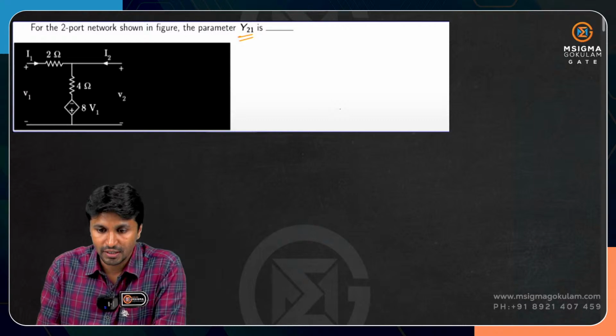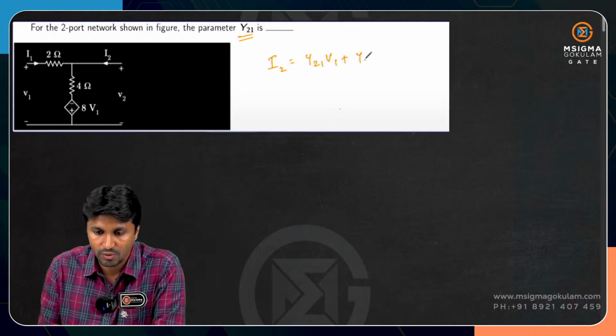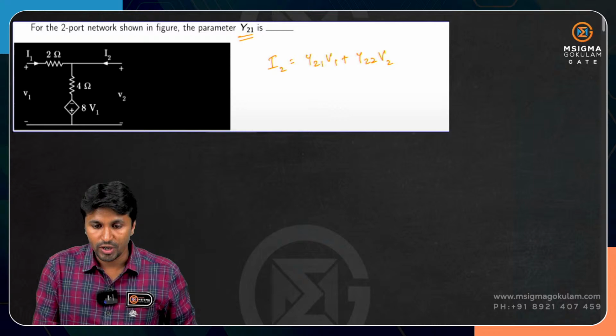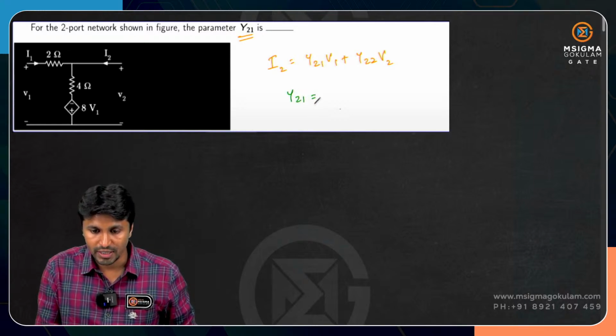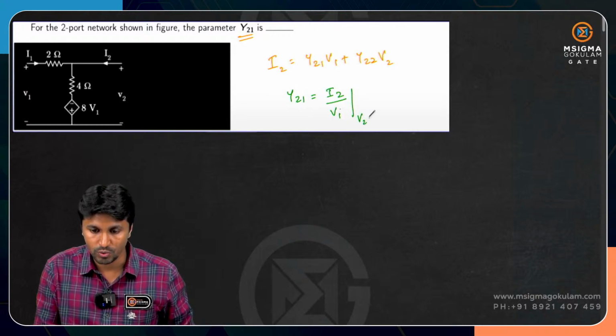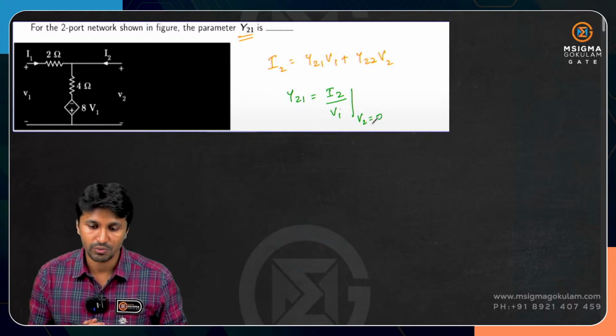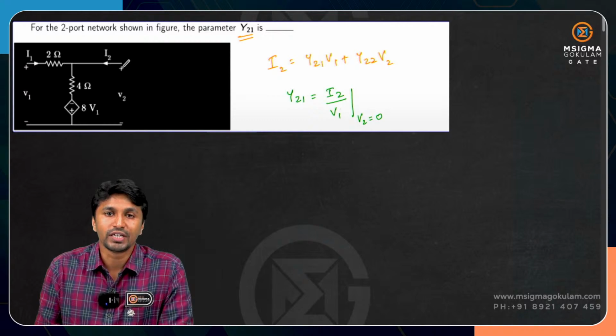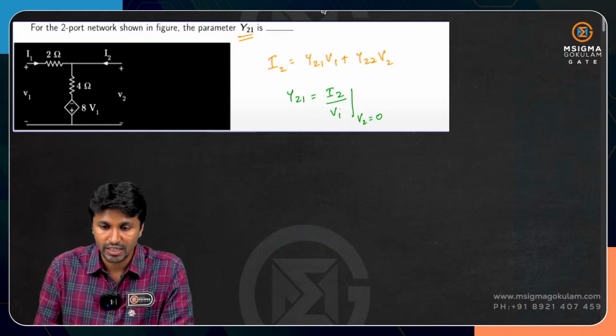We know the y parameter equation: I2 is equal to y21 V1 plus y22 V2, right? So from this, what is y21? y21 is equal to I2 divided by V1 when V2 is equal to 0, right? When V2 is equal to 0. V2 equal to 0 means the second port is short circuited.